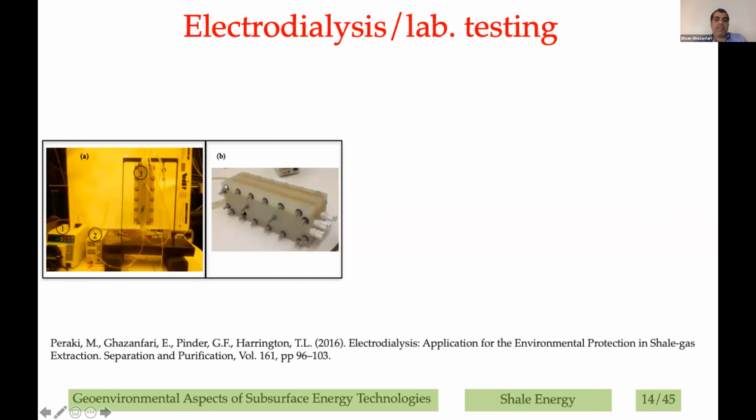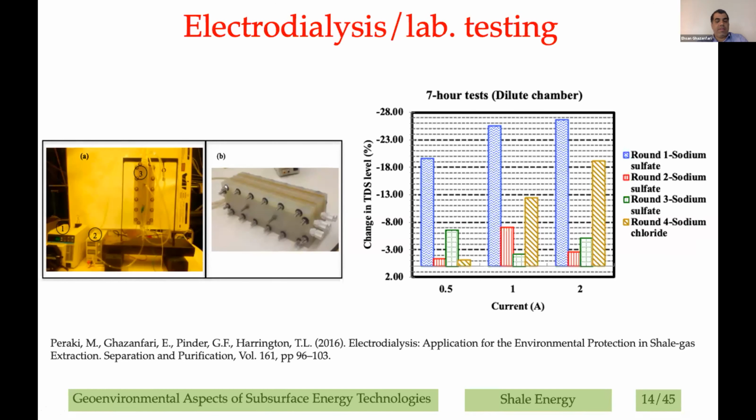What you can see here on the left is the small device that one of my PhD students worked on. She tried to use the principles of electrodialysis in order to lower the TDS level of the flowback, which was provided from Marcellus shale. There are 5 chambers for the diluted and the concentrated flowback material. And here on the chart, I'll briefly show how it worked. You can see the current on the x-axis and the change in the TDS level. These are for a 7-hour test period when we applied a low DC current.